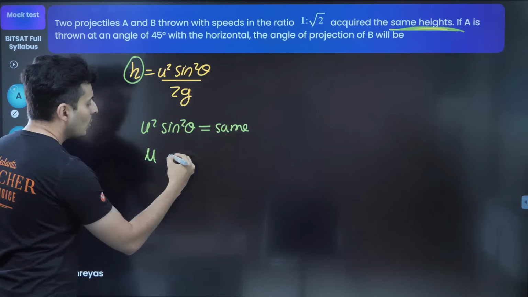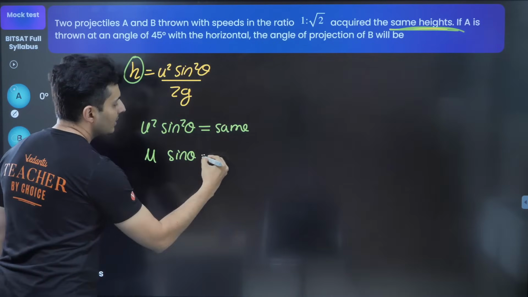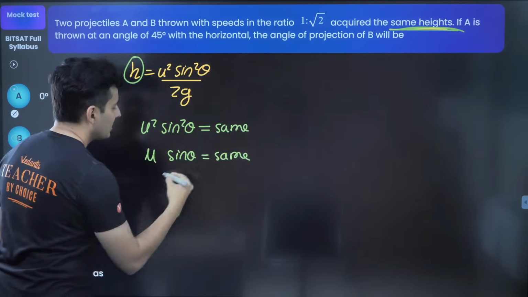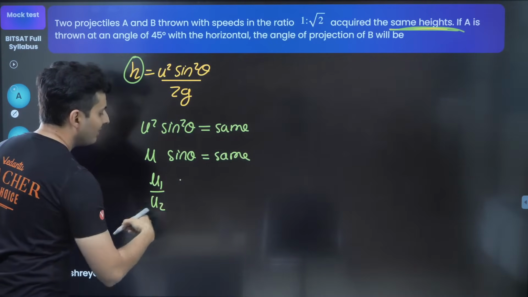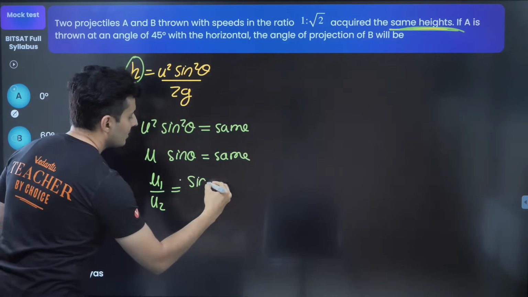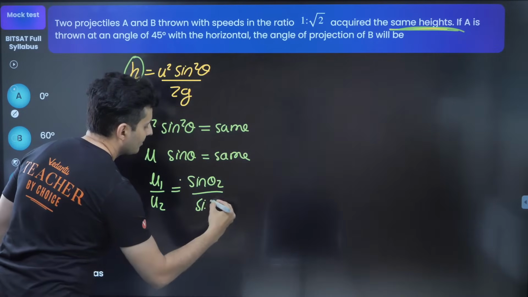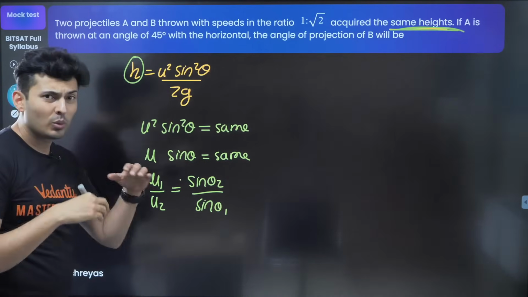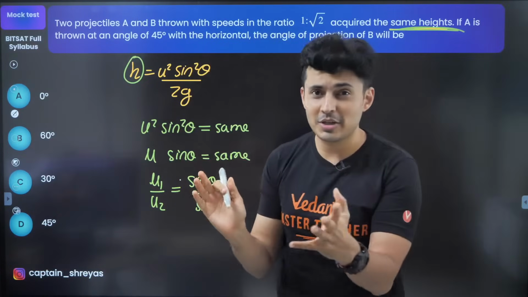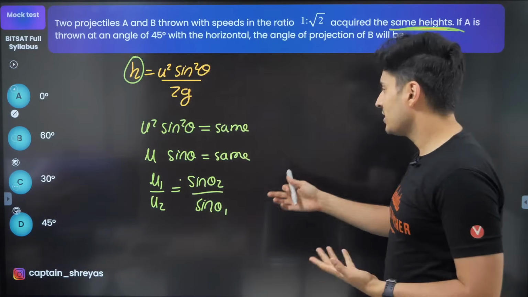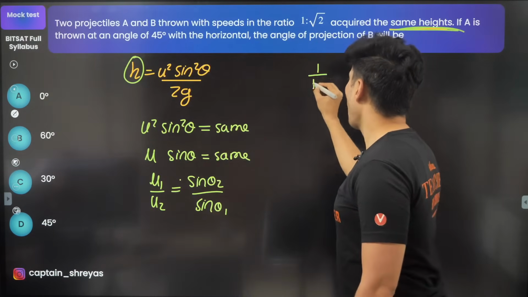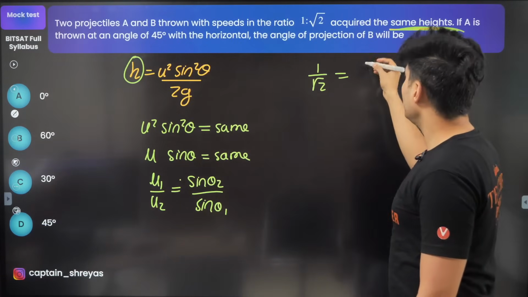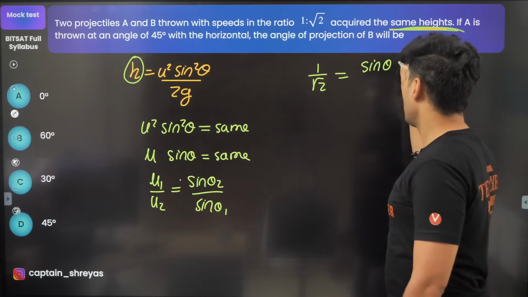That means u sine theta is same. That means u1 by u2 will be nothing but sine theta 2 by sine theta 1, because u will be inversely proportional to the sine theta. So just substitute everything. The speeds are in the ratio of 1 by root 2. Sine theta 2 is what is asked.